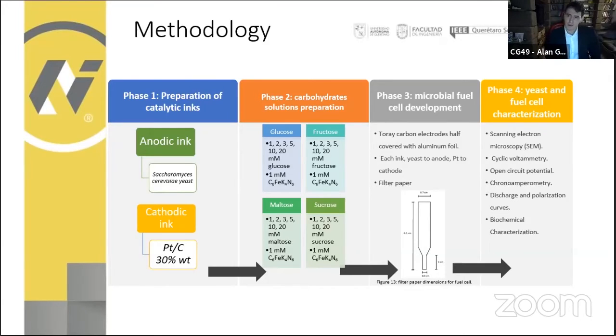And in phase 4, we characterized our fuel cell as well as our yeast via scanning electron microscopy. We also performed some cyclic voltammetry tests. We obtained open circuit potential, chronoamperometry, and some discharge and polarization curves, as well as biochemical characterization with pH and temperature.